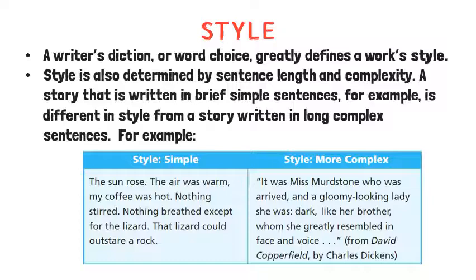As you can see in the examples here, Charles Dickens is renowned for really long, and I like to call them the slow builder sentence. So you can see here in this example, "Miss Murdstone arrived, and a gloomy looking lady she was, dark like her brother, whom she greatly resembled in face and voice." And the sentence goes on, and it is a slow builder, and as the sentence unfolds, it flows from one description to another, and it gradually builds the picture in that way.